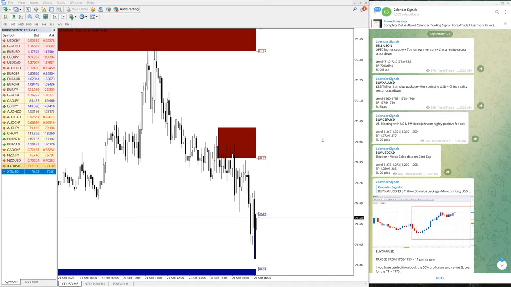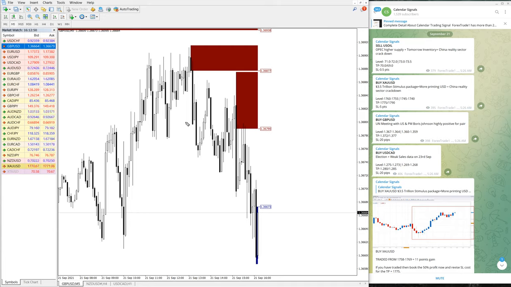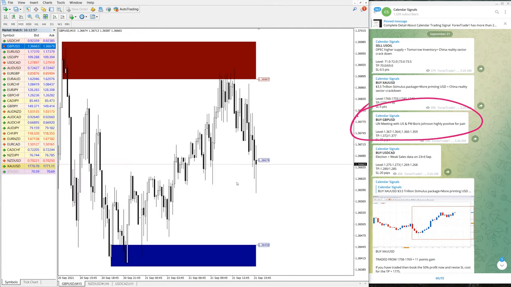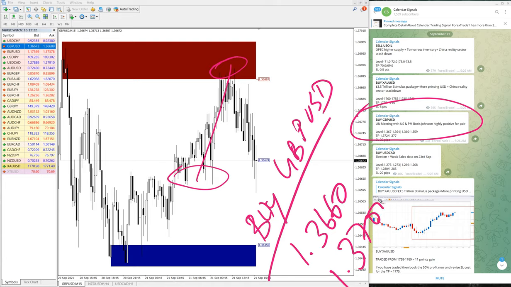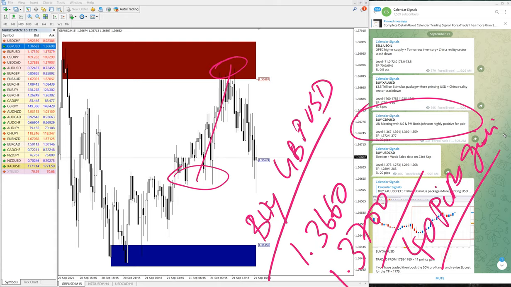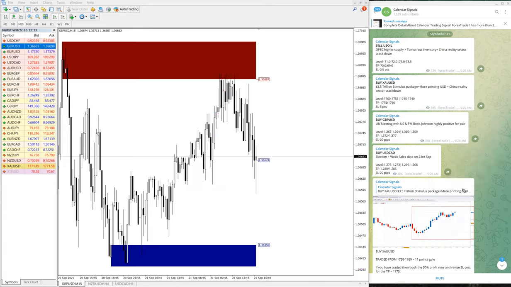Then the next signal we will see, buy GBPUSD. Here is the GBPUSD chart. Buy GBPUSD signal given. Let me change it to 15 minutes so it will be clearer. So today GBPUSD moved from 1.366, which is around here, all the way till here. So buy GBPUSD moved from 1.3660 till 1.3700, which is 40 pips gain. The profit is small, but still it performed from our level and made this small profit of 40 pips.